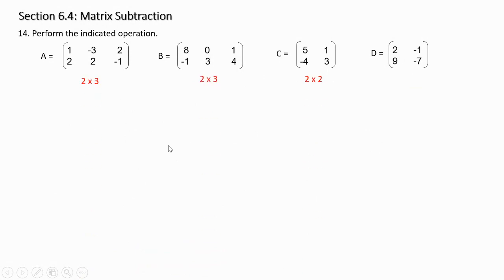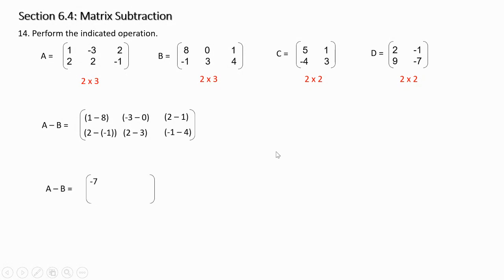So now we're going to subtract them. So A minus B. Okay, so it's going to be 1 minus 8. I'm going to go kind of fast, guys, because I'm running a little bit short on time. But we do the same process, right? So what's next? 2 minus 1, 2 minus negative 1, 2 minus 3, negative 1 minus 4. So it's going to give us negative 7, negative 3, 1, 3, negative 1, negative 5.